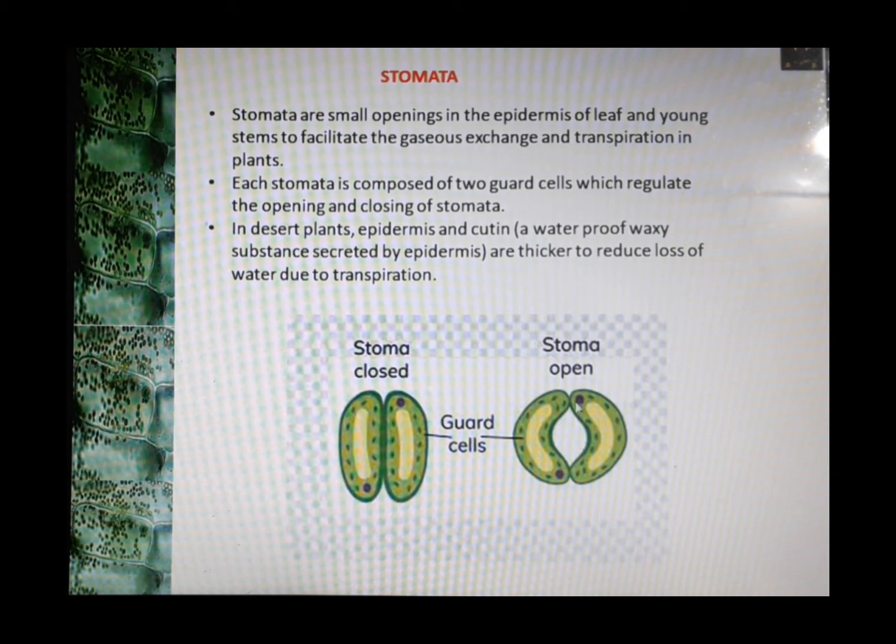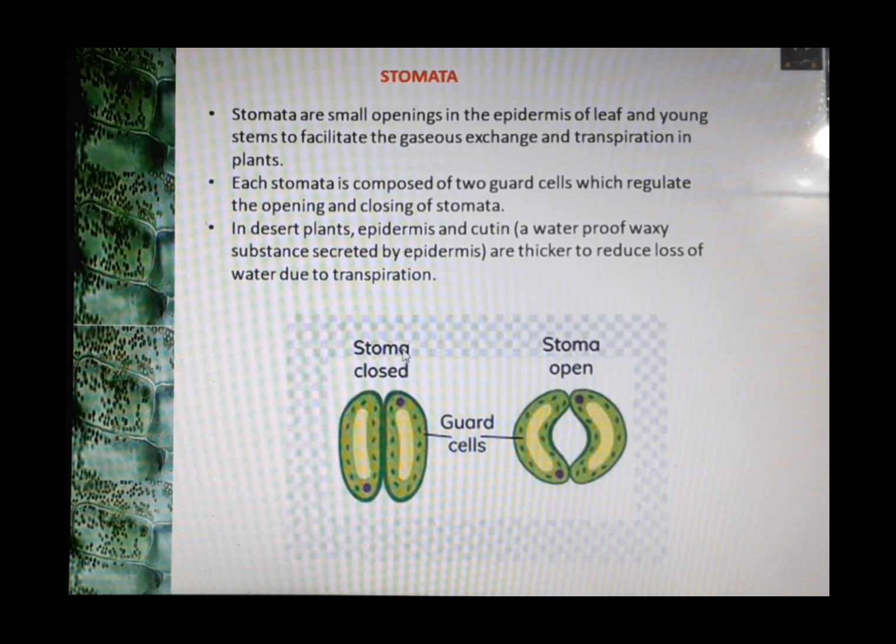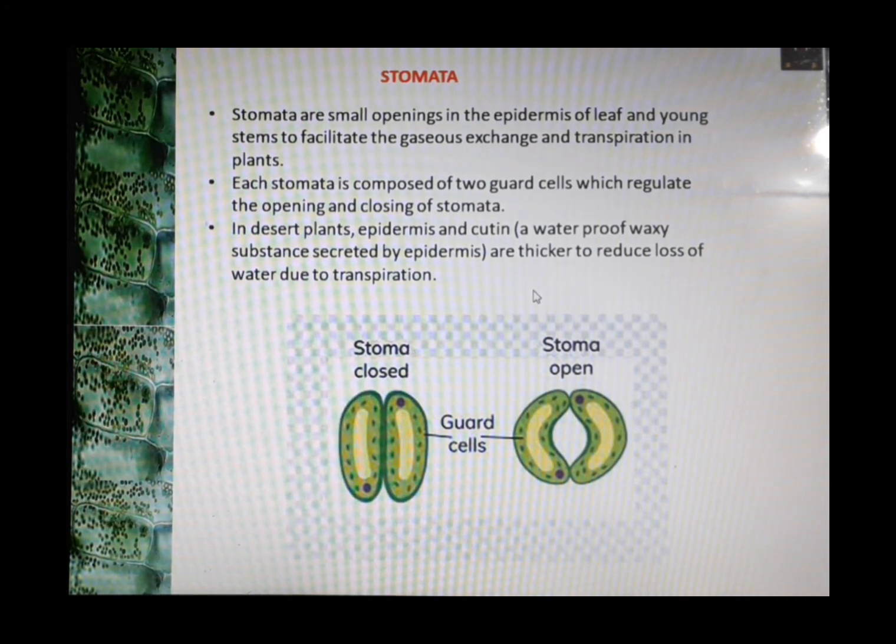And when these guard cells lose water, they become flaccid. Then the inner walls would come very close to each other and the stoma becomes closed. So opening and closing of stomata is dependent on these guard cells. One more time I repeat, when the guard cells are turgid or fully swollen, stomata will open, and when these guard cells are flaccid, then the stomata will remain closed.